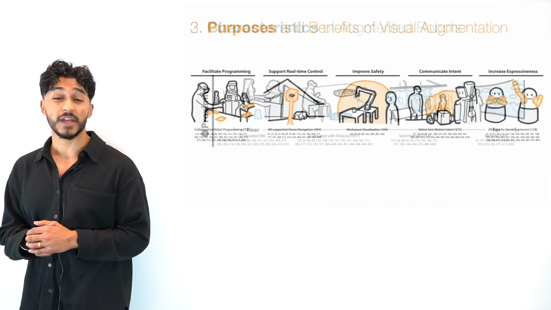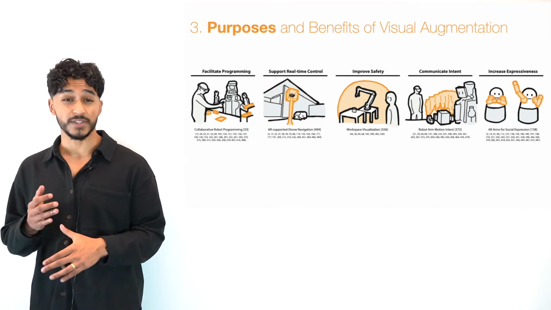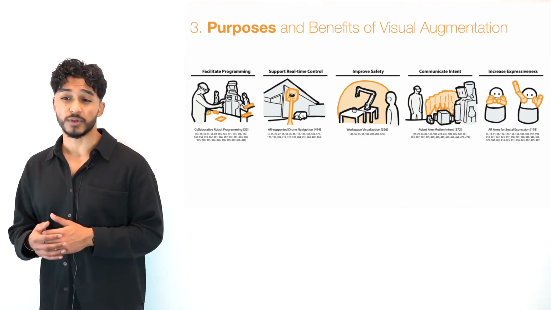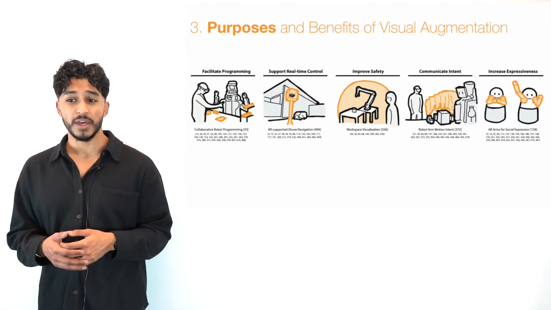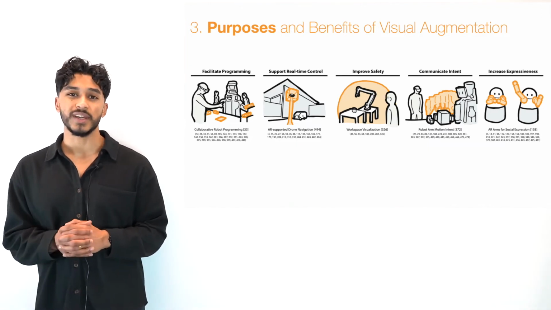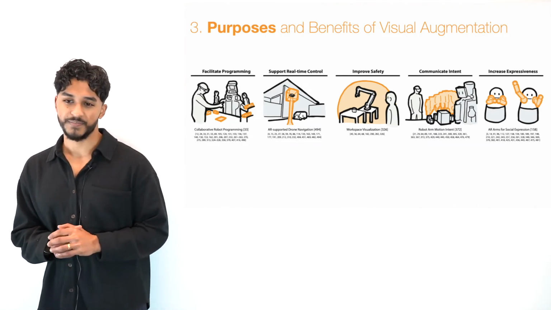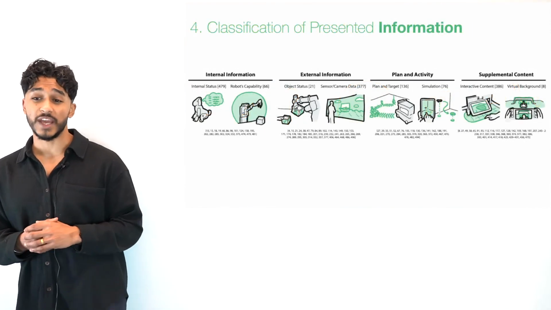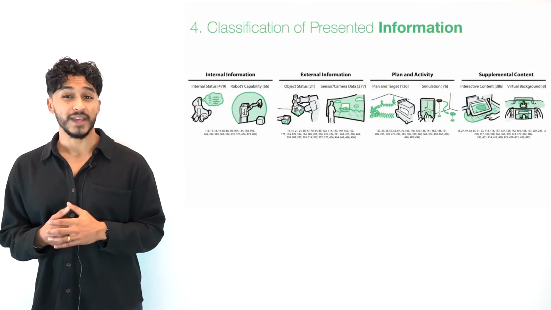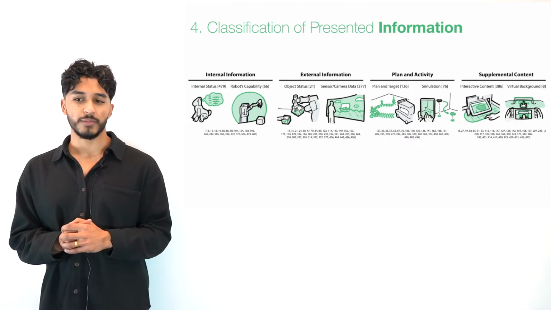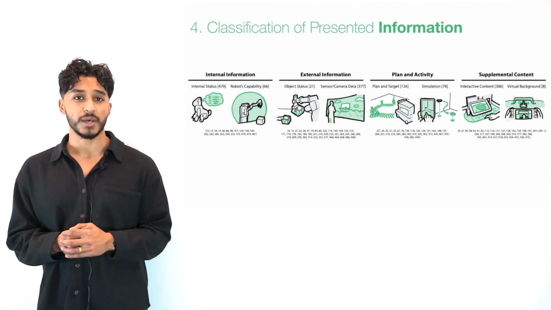In terms of purposes and benefits of visual augmentation, we had facilitating programming, supporting real-time control, improving safety, communicating intent, and also increasing expressiveness. In terms of classification of presented information, we had internal information, external information, plan and activity, and also supplemental content.